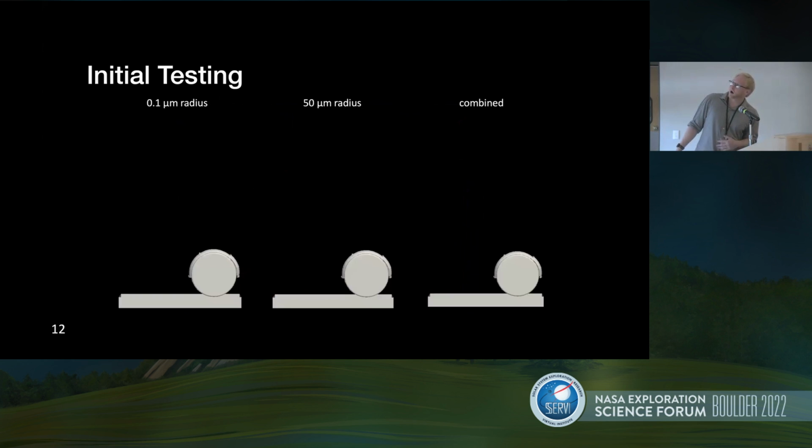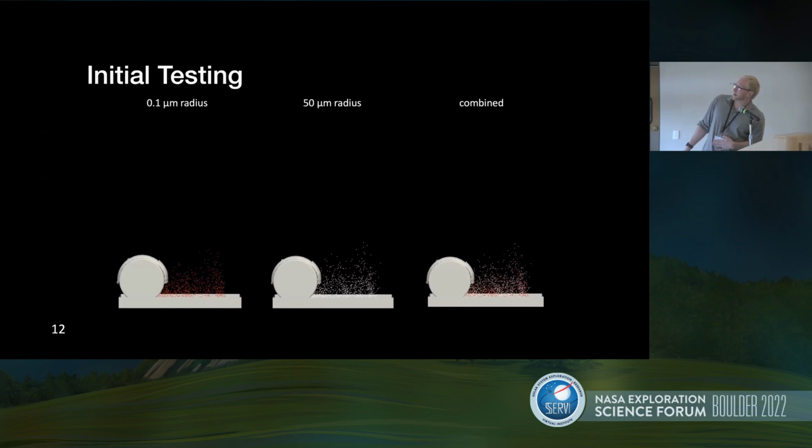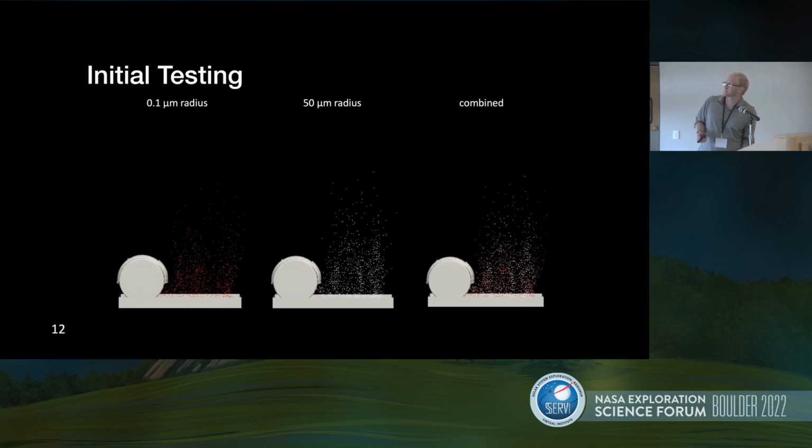So we run our models, and there are 3 different test cases here. One with grains of 0.1 micron, the middle is 50 microns, and then the combined fractions on the right. The properties are the exact same here. The only change is the particle size. Running these simulations, lowering the wheel into the regolith, we see dust being kicked up. In the combined one, the red dots are the 0.1 micron radius particles, and the white are the 50 micron radius.